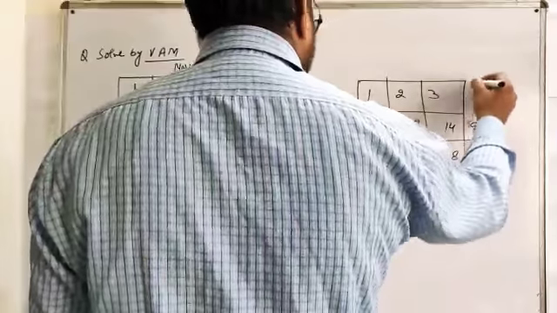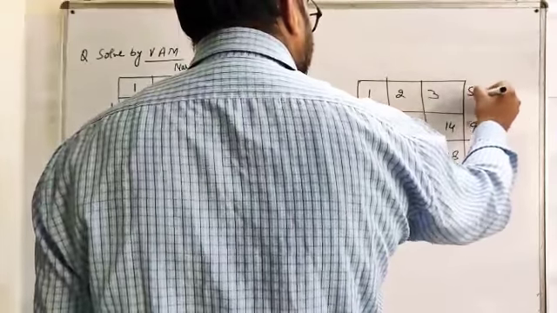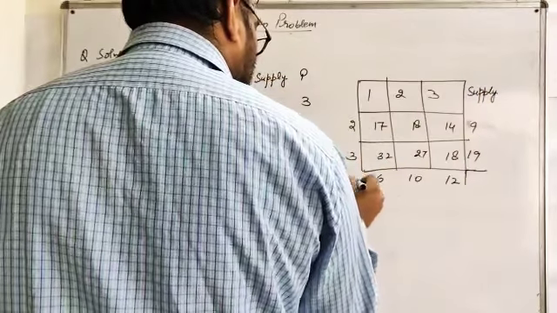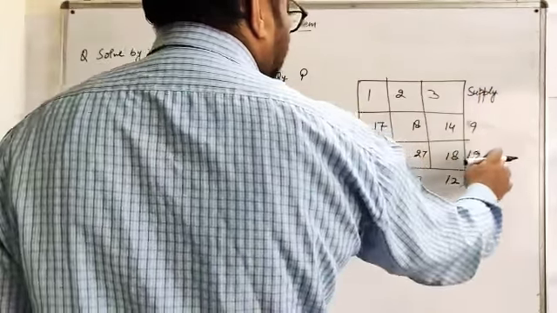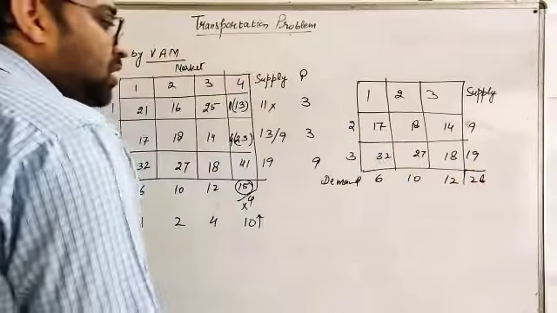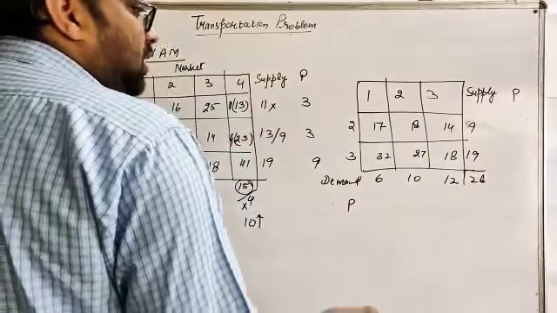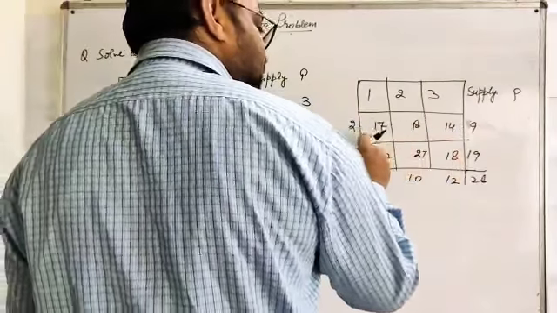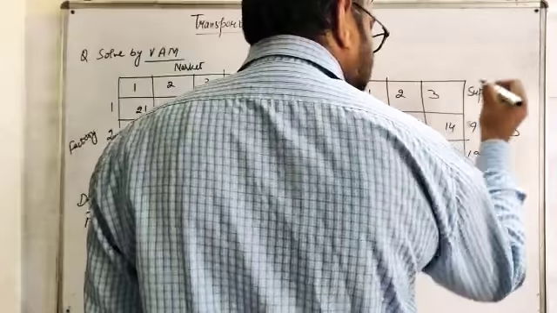So first calculate whether corresponding demand and supply are equal or not. So the supply is 28 and the demand is also 28. So it is a balanced problem. Now select the penalty for each row and each column. The lowest element is 14 and the second lowest element is 17. So the difference is 3.